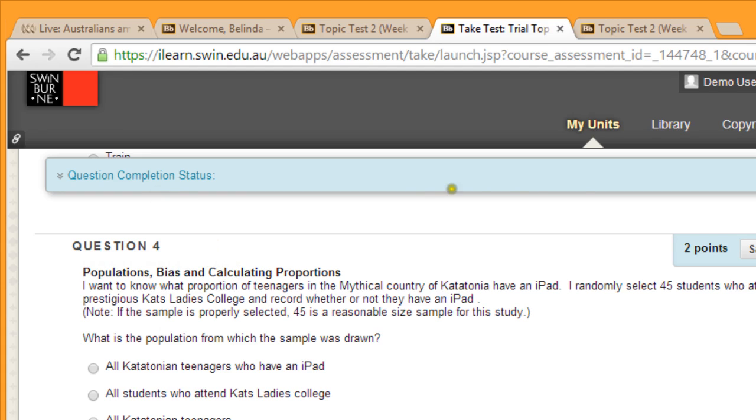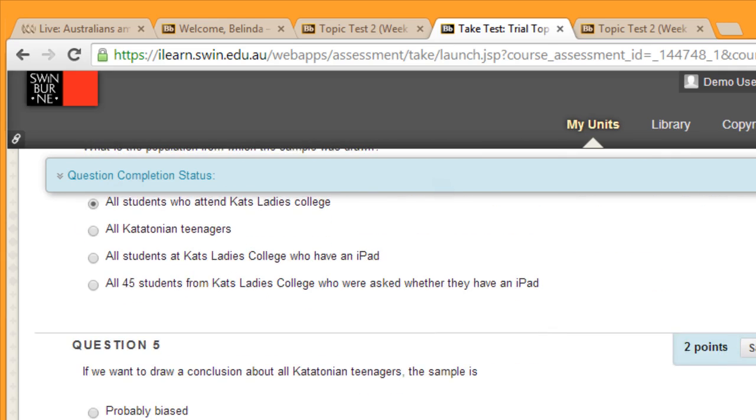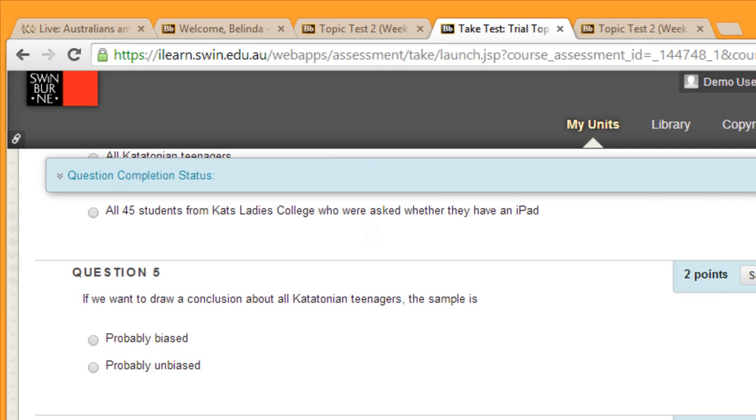Because we randomly selected 45 students from everybody who attends Cats Ladies College. So even though the population of interest is all teenagers in Catatonia, the population from which the sample was drawn was only Cats Ladies College. So that's the population from which the sample was drawn.